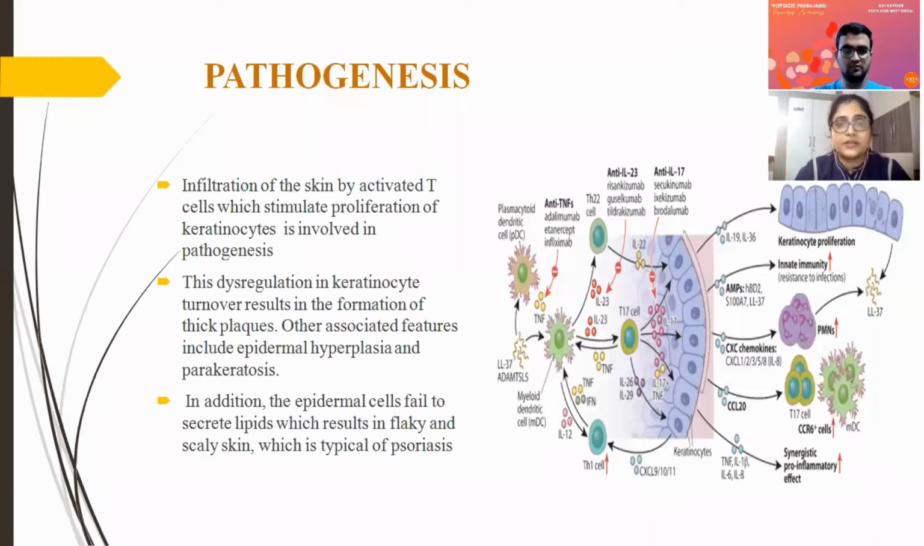The infiltration of skin by activated T cells stimulates the proliferation of keratinocytes. So there is hyperproliferation of keratinocytes. As I told you, cell turnover time is low. This dysregulation in keratinocyte turnover results in formation of thick plaques. Other associated features include epidermal hyperplasia and parakeratosis. In addition, the epidermal cells fail to secrete lipids, which results in flaky and scaly skin, which is typical of psoriasis.